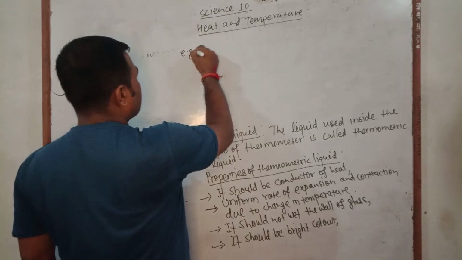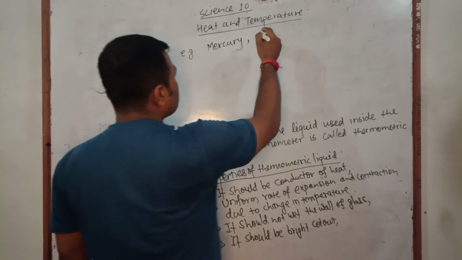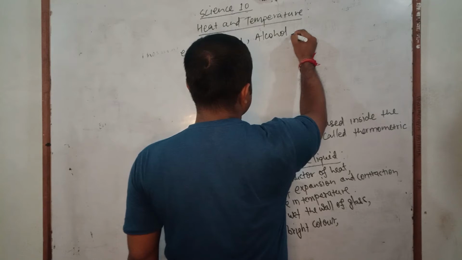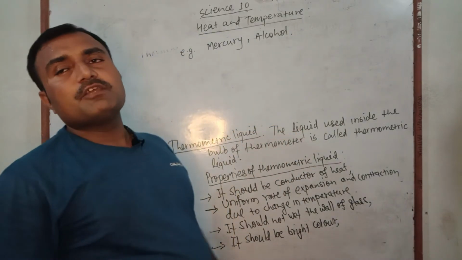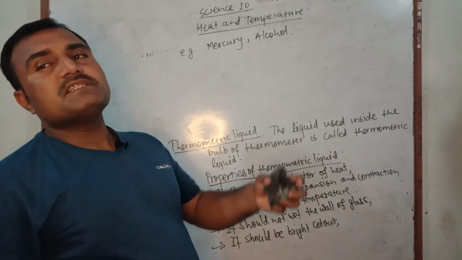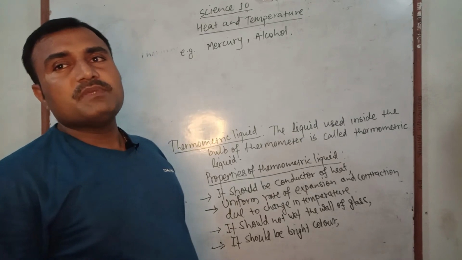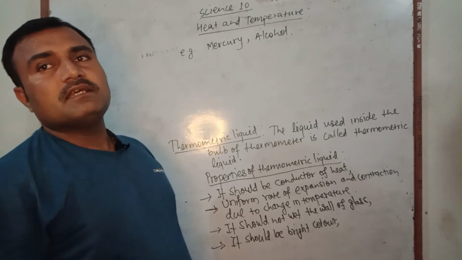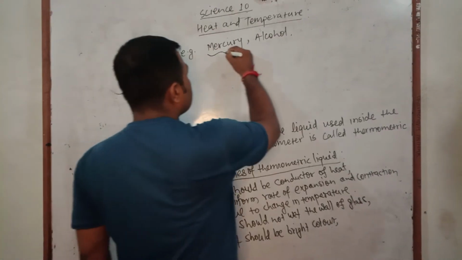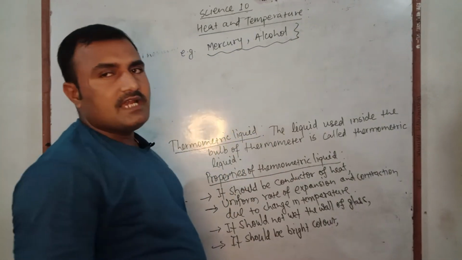As examples of thermometric liquid, mercury and alcohol are used in an ordinary thermometer. In a high temperature thermometer, nitrogen gas is used. In a digital thermometer, a resistor is used to show the measurement of temperature. These two substances, mercury and alcohol, are mainly called thermometric liquids.